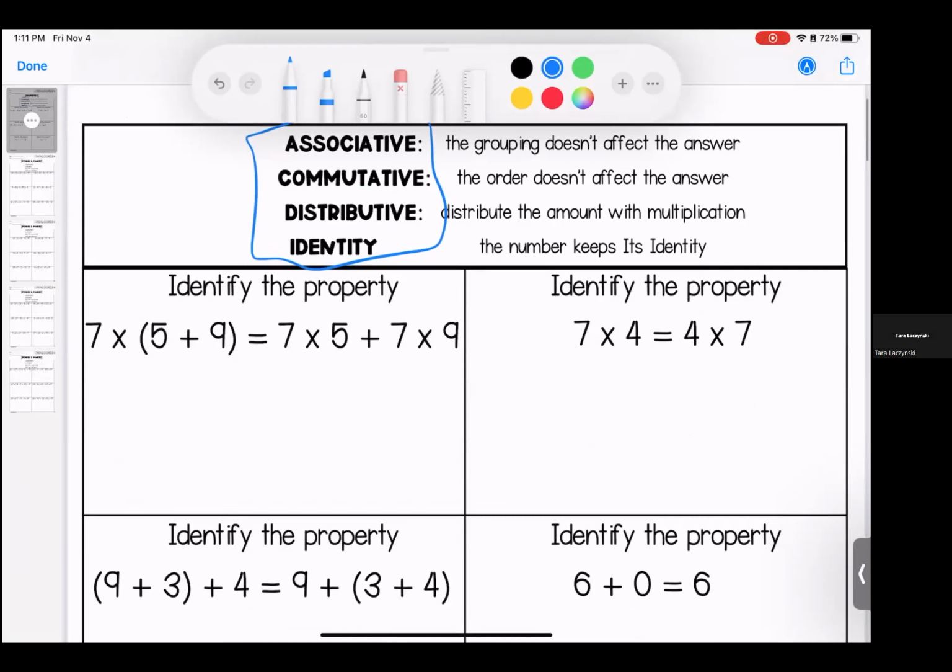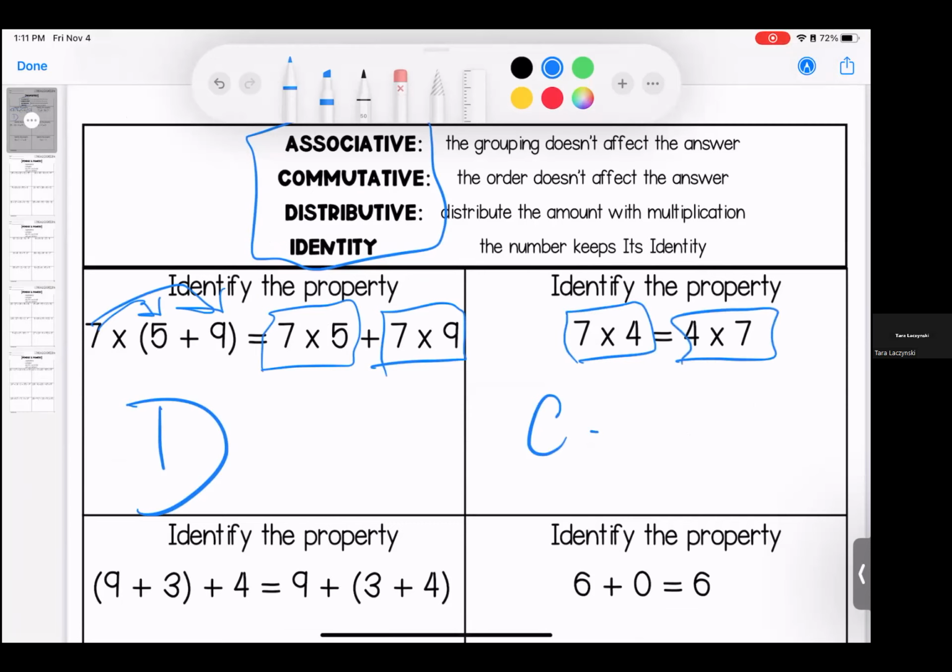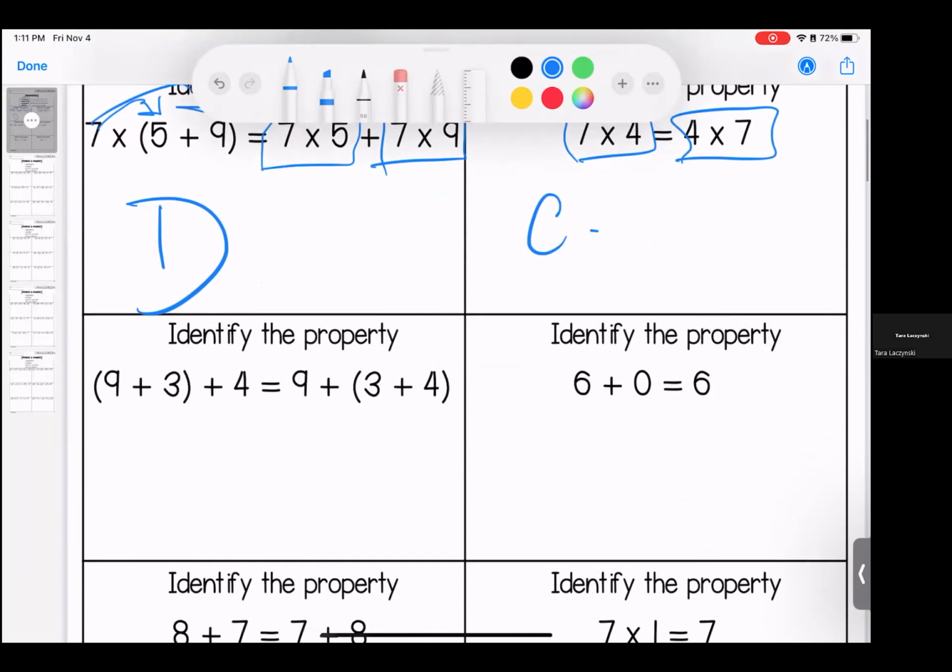So our first one is going to be distributive. Notice how instead of doing 7 times 5 plus 9, we break it up. So we have 7 times 5 and 7 times 9, adding them together. Our next one is commutative. We change the order and it doesn't change the amount. 7 times 4 is the same as 4 times 7.